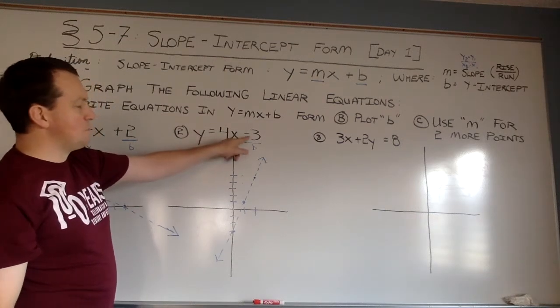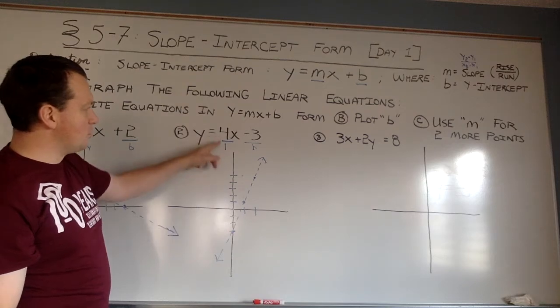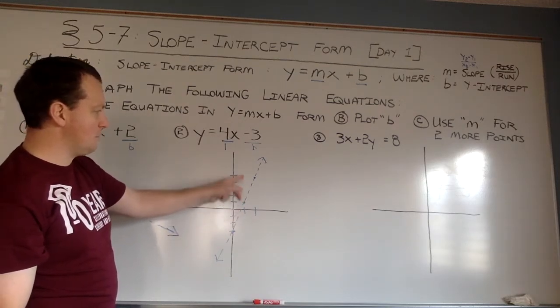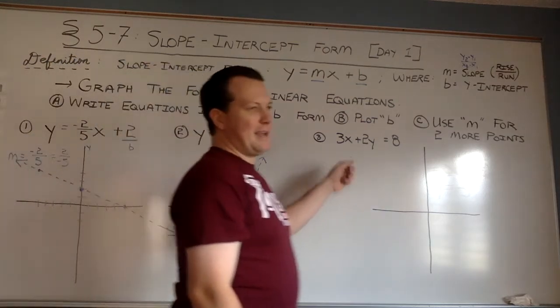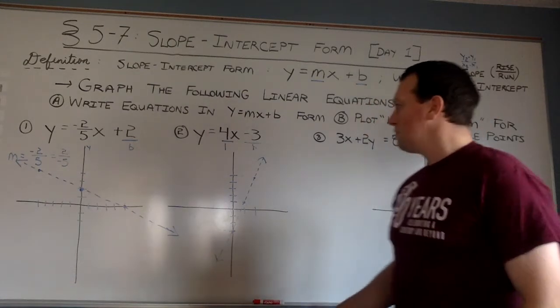Y equals mx plus b, begin on b, and then go rise over run 2 times. 1, 2, 3, 4, 1 to the right. 1, 2, 3, 4, 1 to the right. Connect.